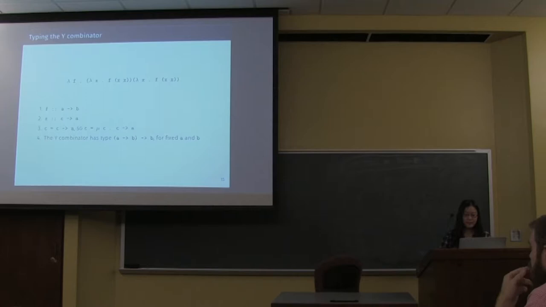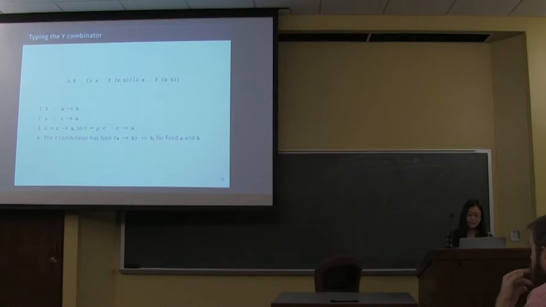this is because you know that once you apply F, assuming that F is given the correct argument type, then you're just going to get a B out of F, since we said that the type of F is A arrow B. So the final type is actually a simple type.